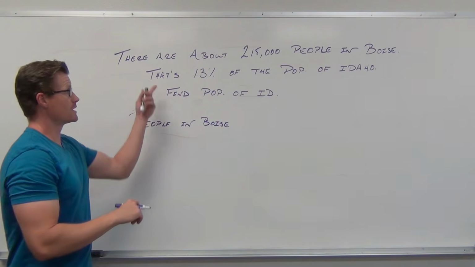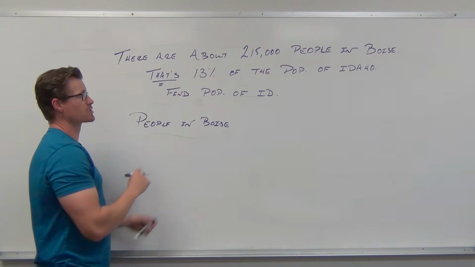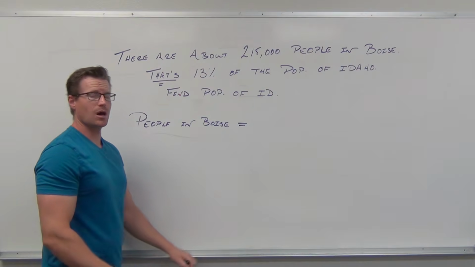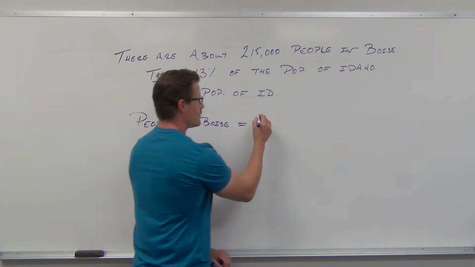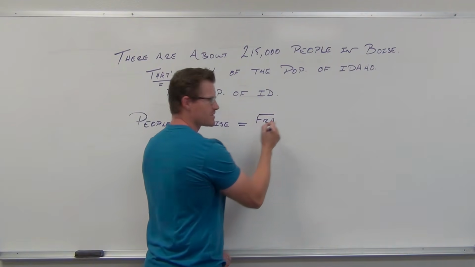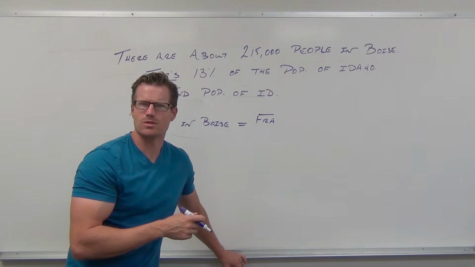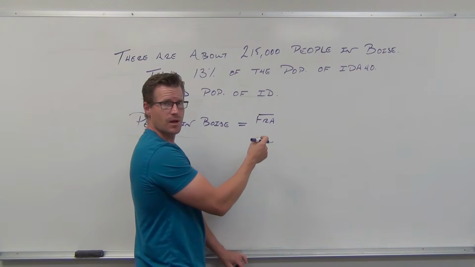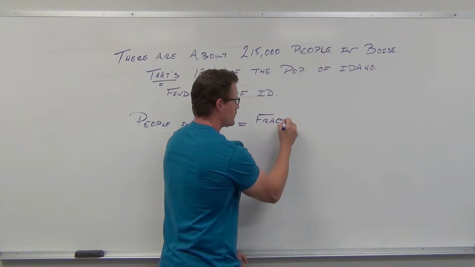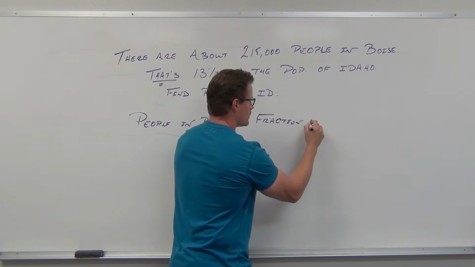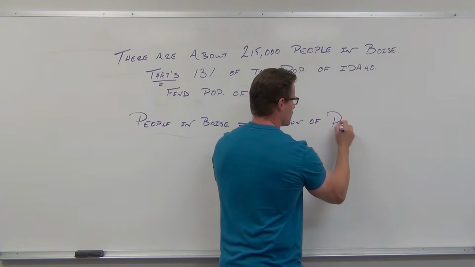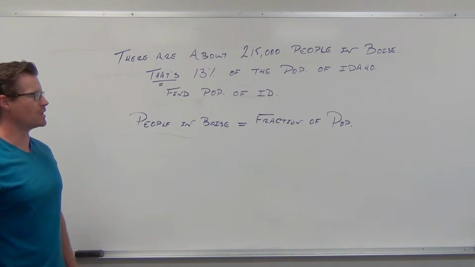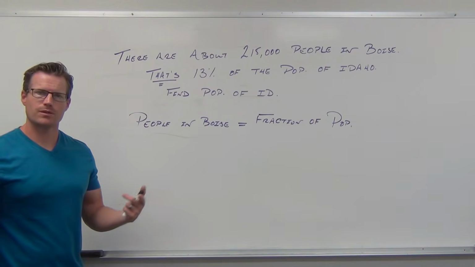Well, the people in Boise, we know that means equals. So the people in Boise equals a fraction of the population of Idaho. That makes sense. Most cities don't contain the whole state. They contain a fraction of the state. So Boise contains a fraction of the population of the state of Idaho. Fraction of population.